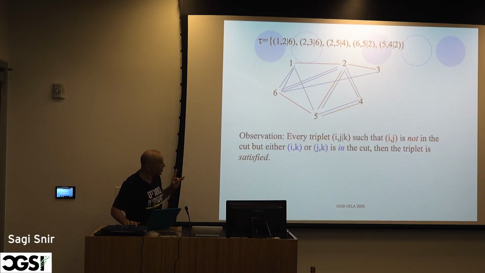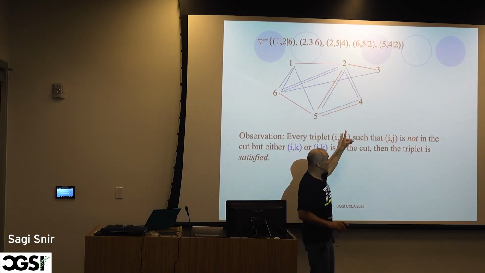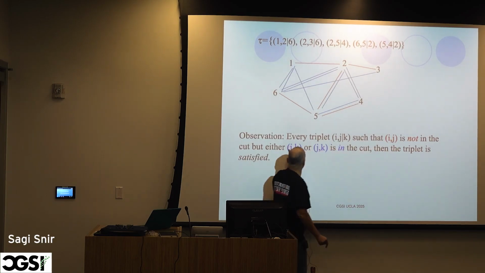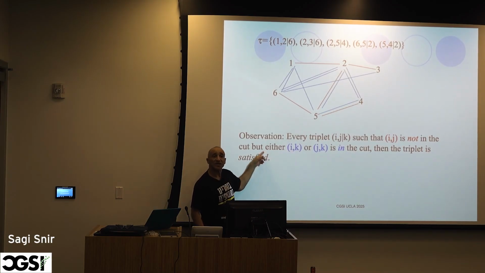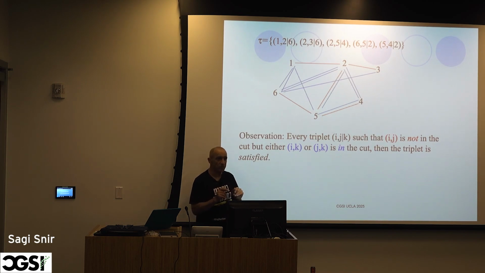And the key observation here: every triplet ijk such that the bad edge is not cut, but one of these two is cut, that triplet is satisfied. We must violate at least one triplet, but we can satisfy many others. Let's take that into consideration.